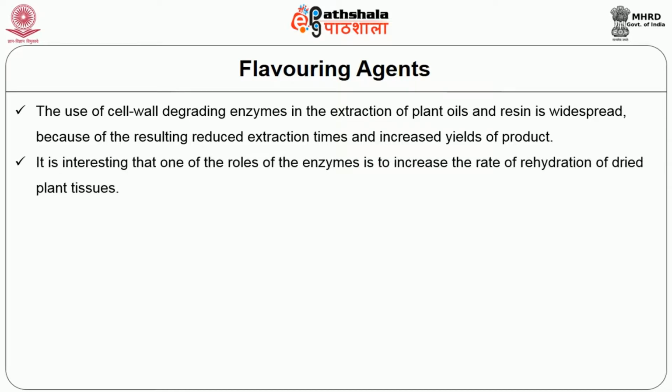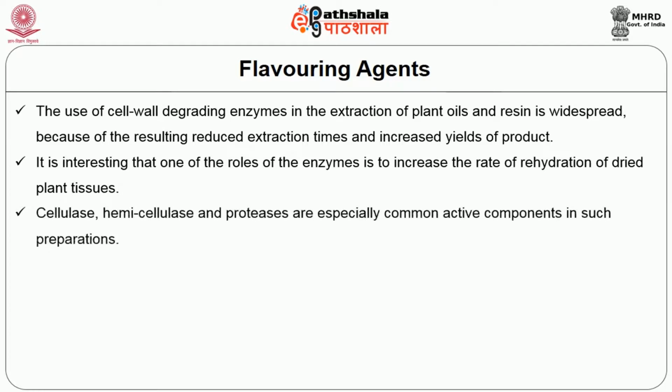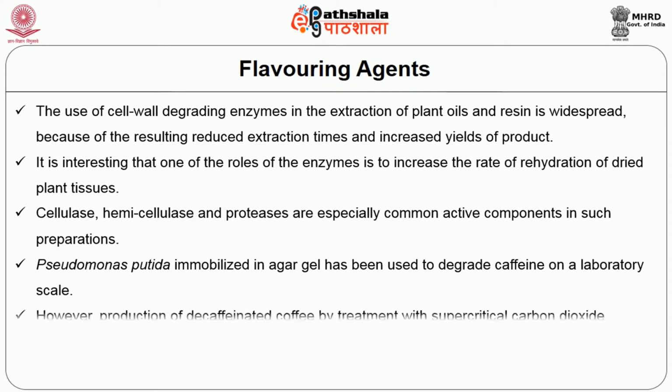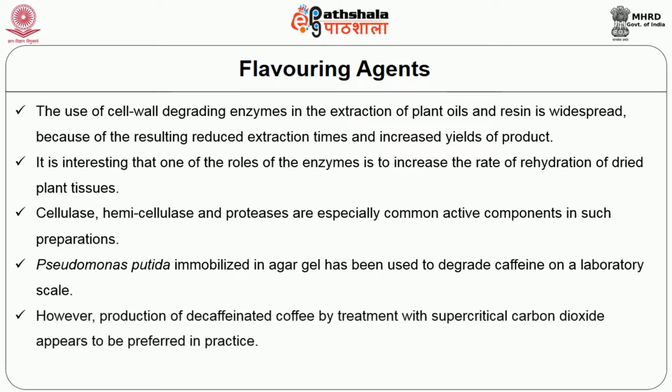It is interesting that one of the roles of the enzymes is to increase the rate of rehydration of dried plant tissues. Cellulase, hemicellulase and proteases are especially common active components in such preparations. Pseudomonas putida, immobilized in an agar gel, has been used to degrade caffeine on a laboratory scale. However, production of decaffeinated coffee by treatment with supercritical carbon dioxide appears to be preferred in practice.